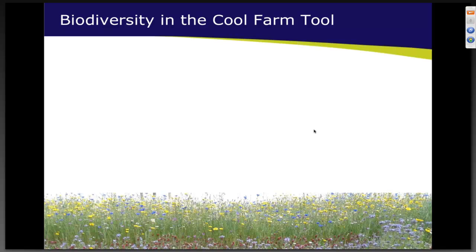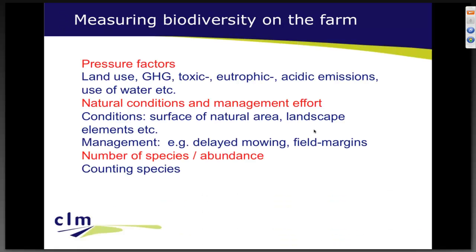Now, how can you measure biodiversity? Well, there's 3 ways of measuring it. You look at pressure factors. Think, what's the environmental situation? You know, amount of water, the toxicity, the land use, etc. Those are the pressure factors. You could look at the conditions on the farm. How much natural area, landscape elements, hedges, ponds, ditches and brooks. And what is the farmer doing on the farm? Delay mowing, field margins, and care for animals and plants. Or you can go down into the biology and start counting species of beetles, birds or butterflies.